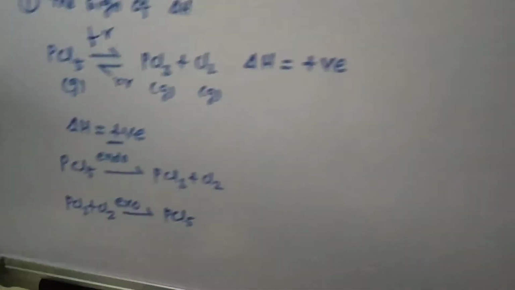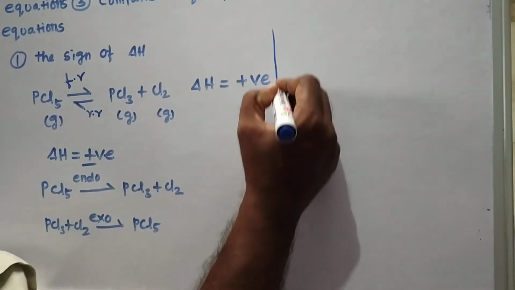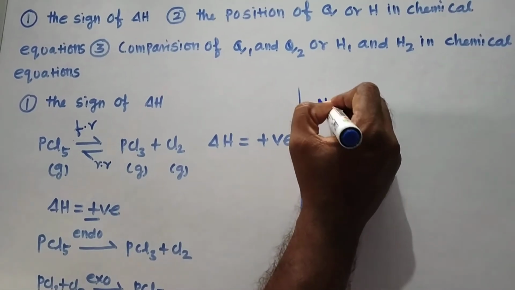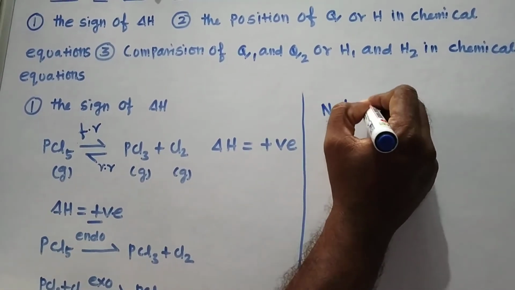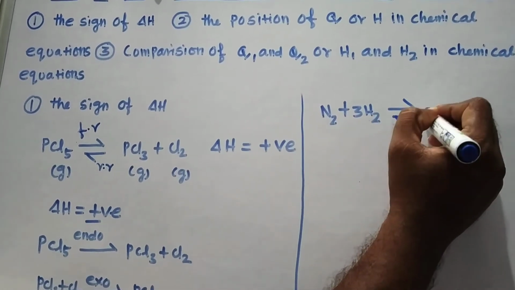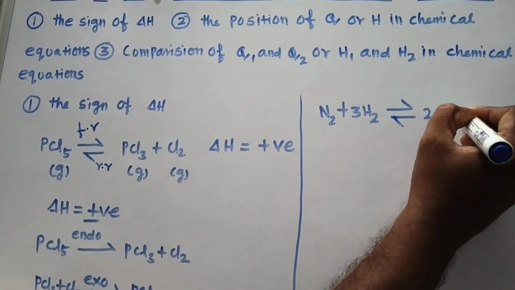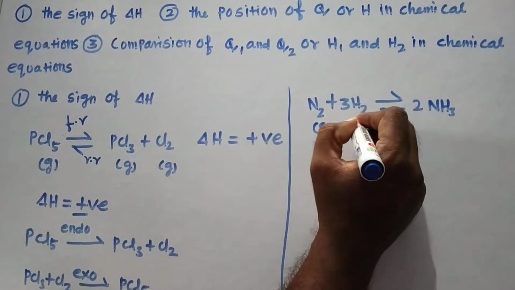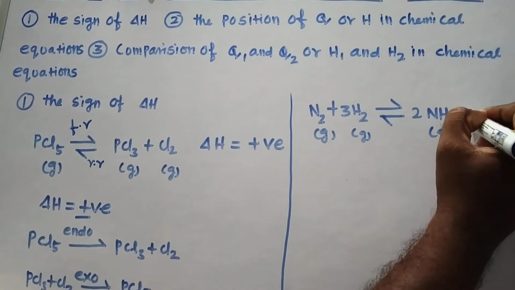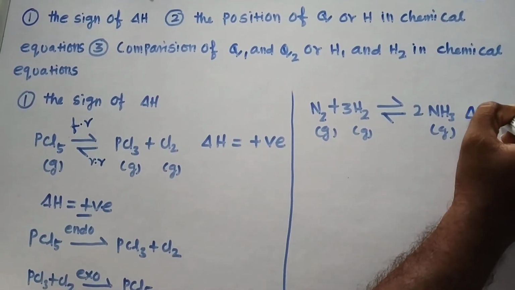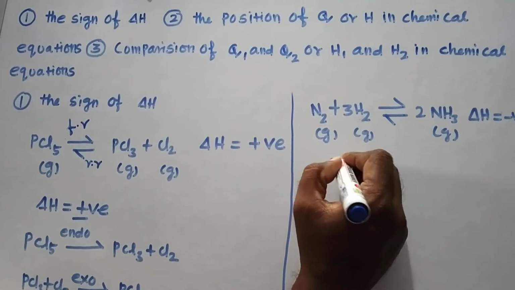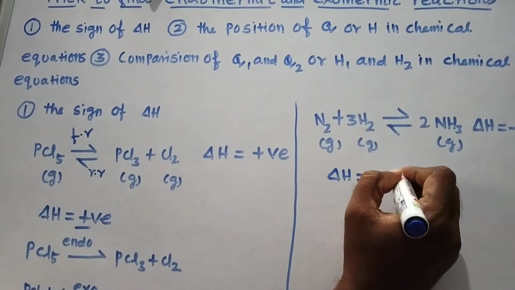Okay, now let us see another example. Let us consider formation of ammonia. N2 plus 3H2 gives 2NH3. It's a well-known reaction. This is also a homogeneous reaction. The reactants and the products are in the same phase. Here delta H is negative. Delta H is equal to negative in nature.